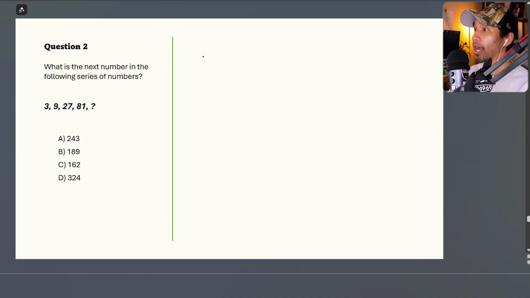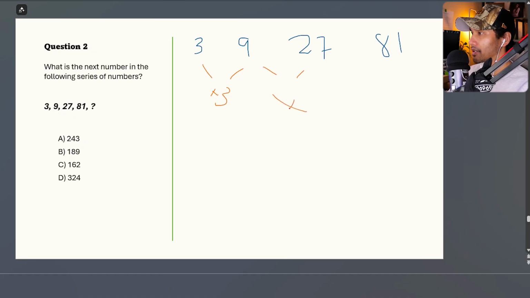Again, what would I do first? I would write everything down. 3, 9, 27, 81. So for this problem, I'll work out the problem in orange. So 3 to 9, how do I get there? That is times 3.